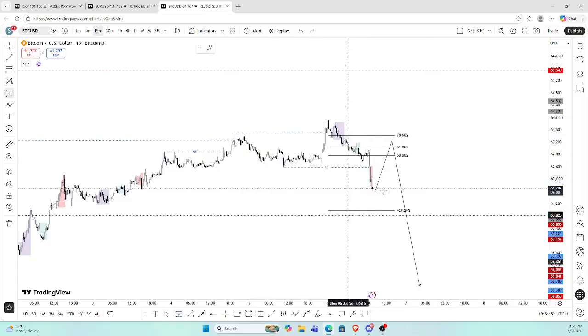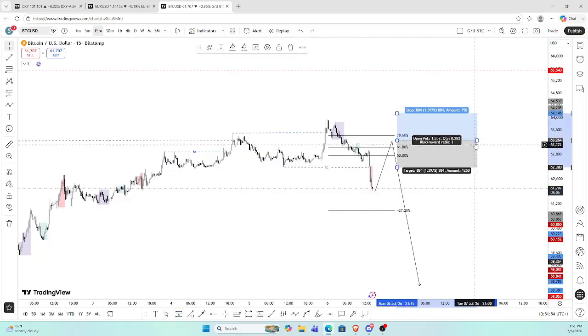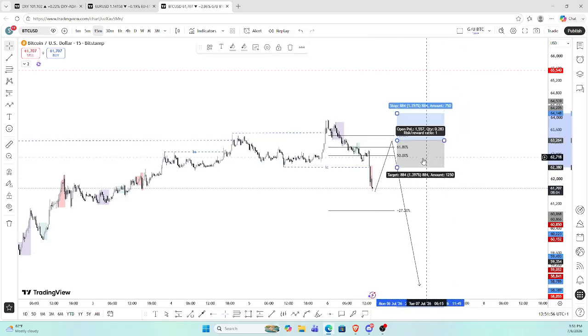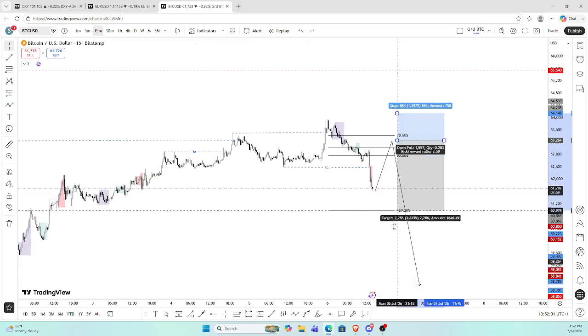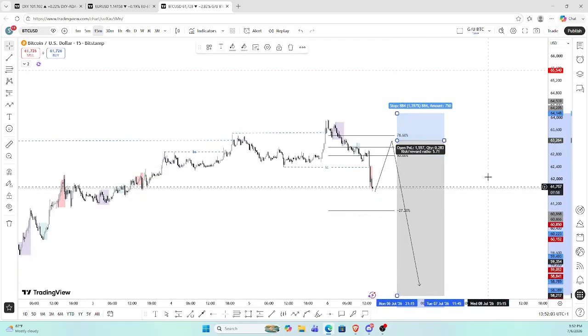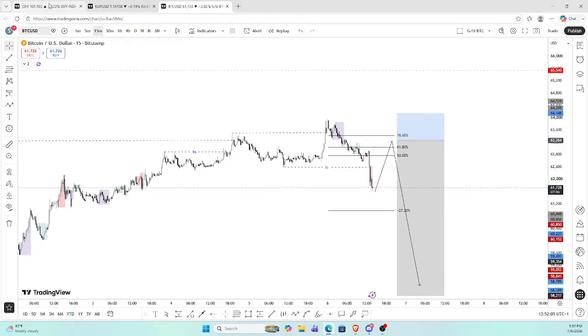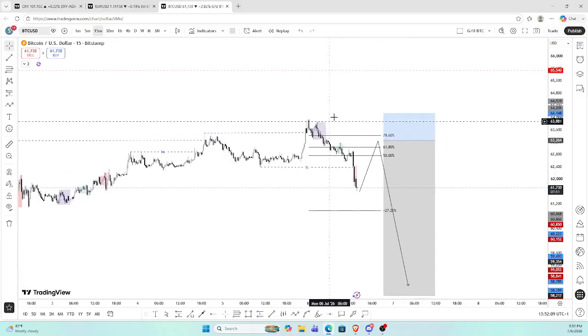See what the price will do. This is a very high probable setup that I'll be looking to capitalize on. BTC.